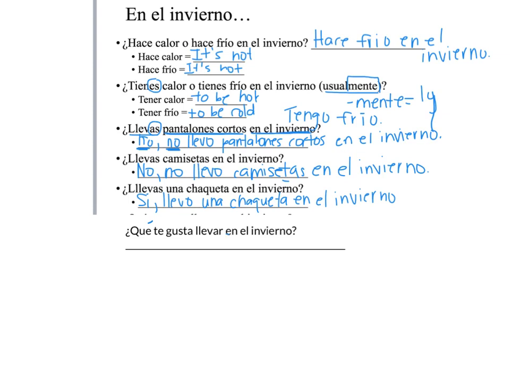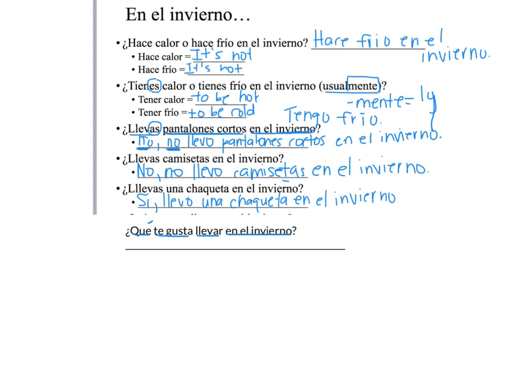Well, hopefully by now you know the phrase en el invierno. So we're talking about in the winter. And we know this question word is what. ¿Qué is what? Let's look at the te gusta. Te gusta, what do you like? And llevar means to wear. What do you like to wear in the winter?